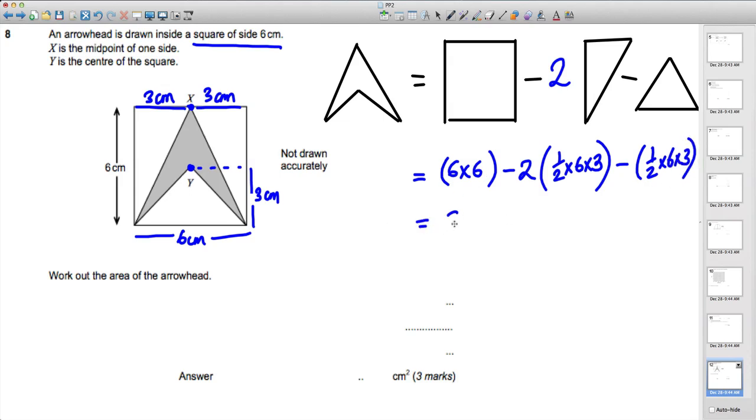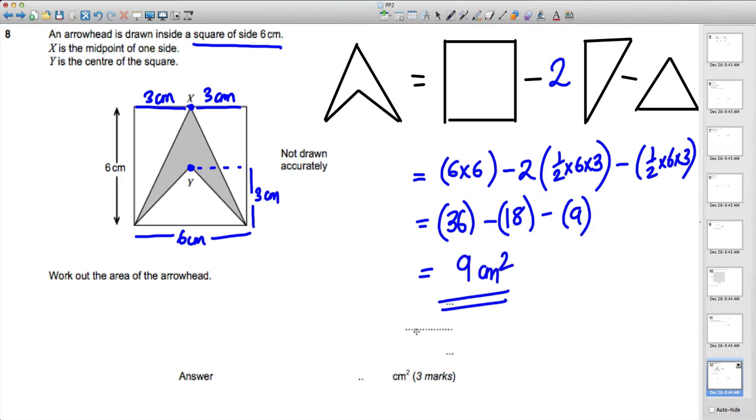Okay, so 6 times 6 is 36. A half times 6 times 3 is 9, and 2 times 9 is 18, so that would be subtract 18. And this one here, half times 6 times 3, half times 6 is 3, and 3 times 3 is 9, so that would be subtract 9. And if you do 36, take away 18, take away 9, you get 9 centimetres squared, and it's as simple as that.